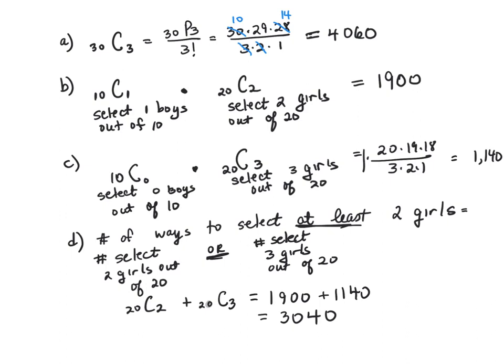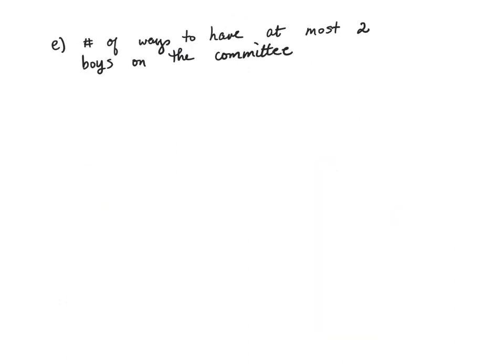All right, let's try one more with the same problem. So let's look at this other phrase, at most. How many ways can we have at most 2 boys on the committee if the teacher is to select 3 people from the same class? So at most 2 would imply the number of ways to pick 2. So that, and how many boys do we have? We have 10.